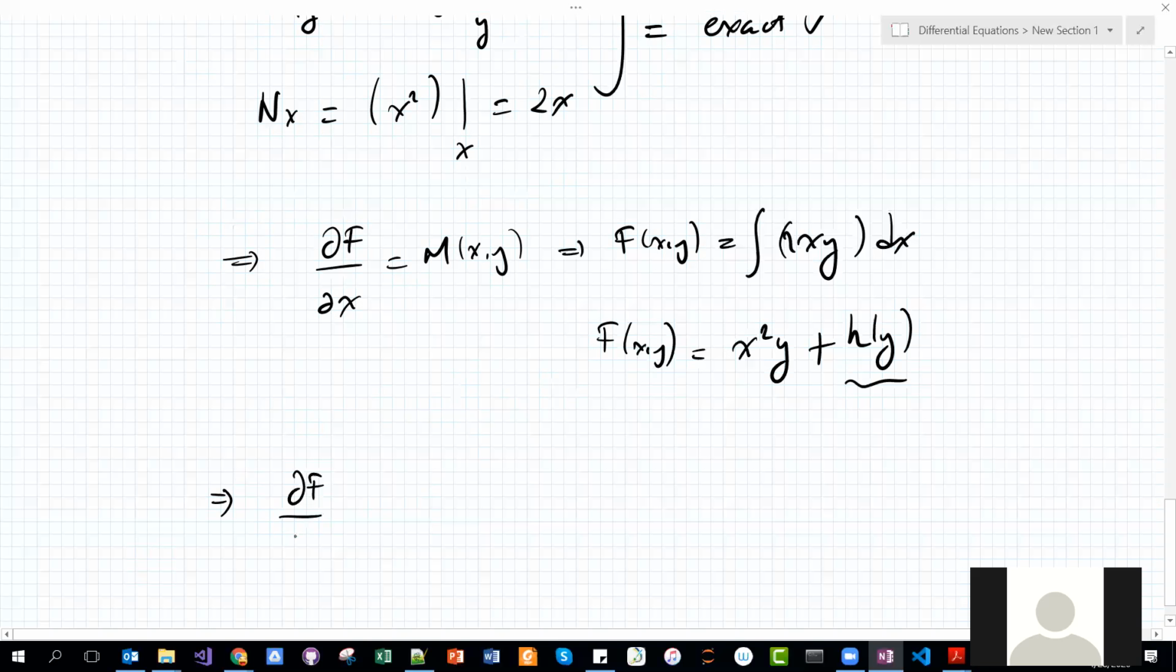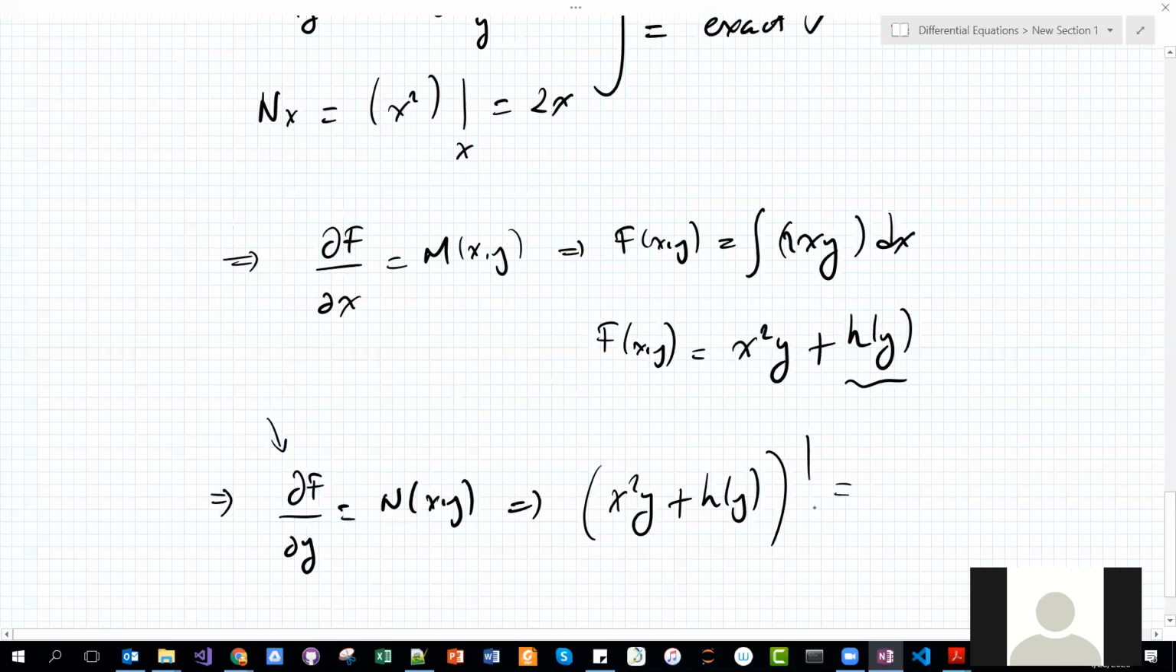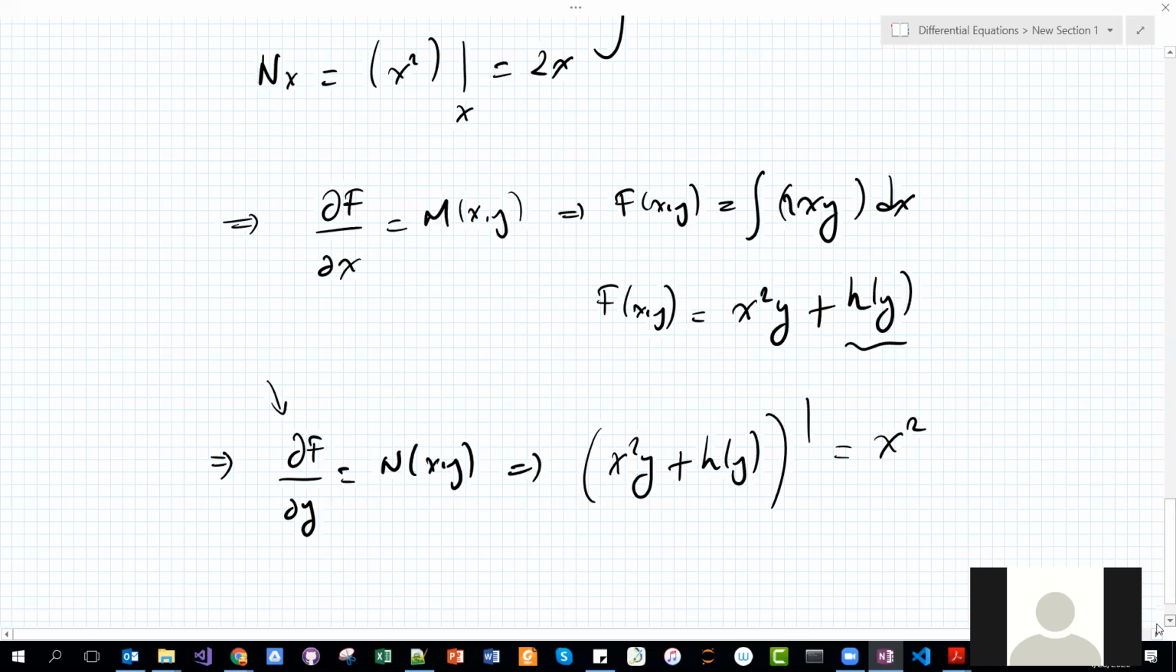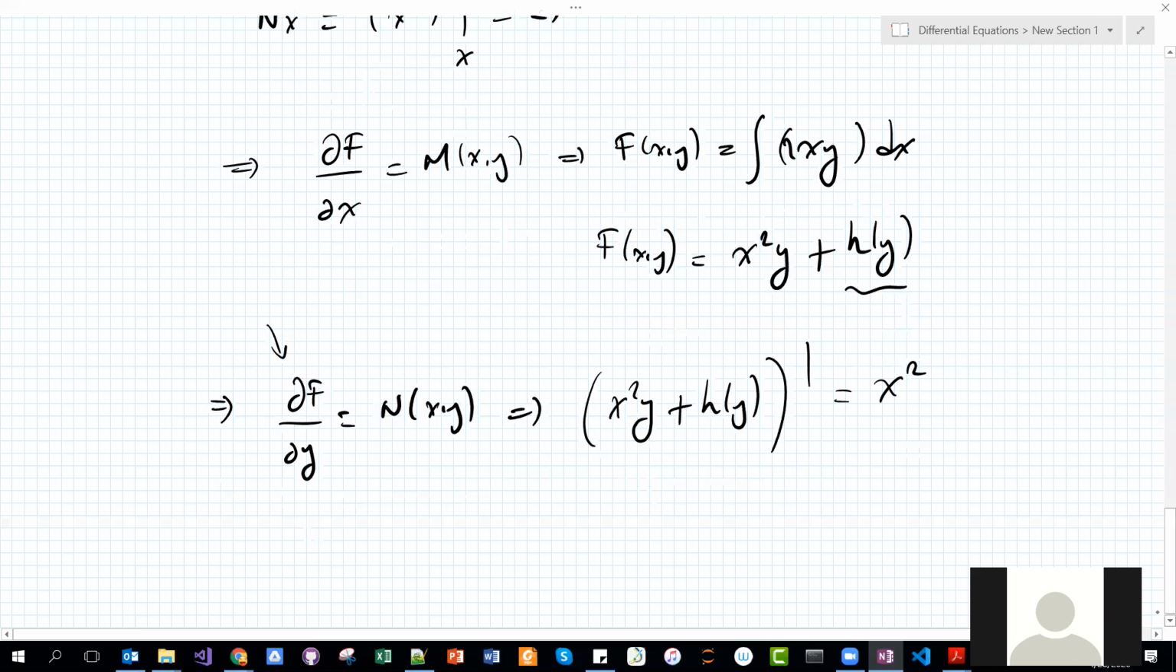To be able to find what h of y is, I will take the derivative of the solution with respect to y. Look at what it says here. Now I have the big F, which is x squared y plus h of y. I need to take its derivative, and on the right-hand side I should have my N. My N was equal to x squared. So you should be careful when you take the integral or the partial integral. Okay, those are the points.